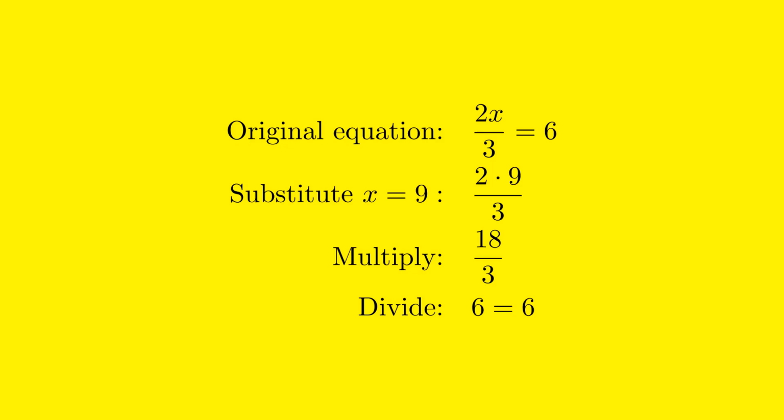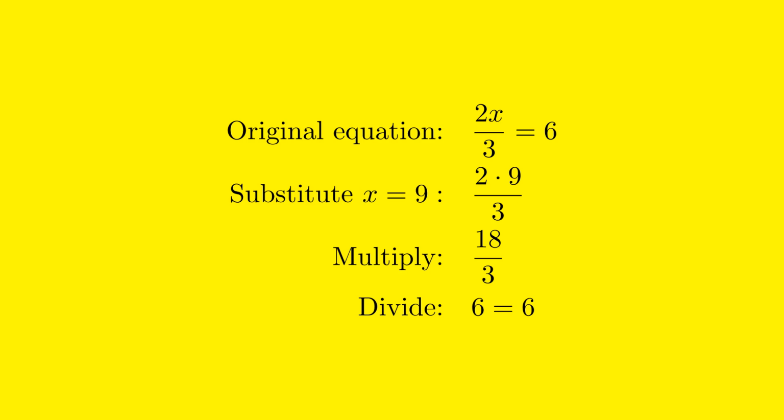In step 3, we have confirmed that the value of x is 9 after performing the necessary operations. To ensure the correctness of our solution, we should verify it by substituting x back into the original equation. The original equation is 2x/3 = 6. We substitute the value of x, which we found to be 9, back into the equation.